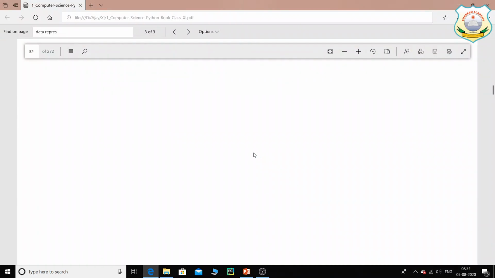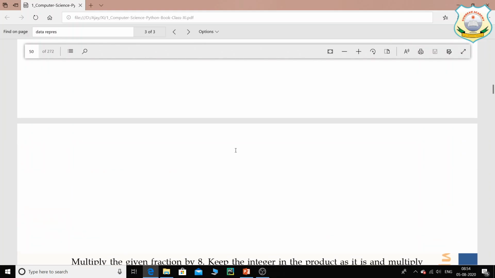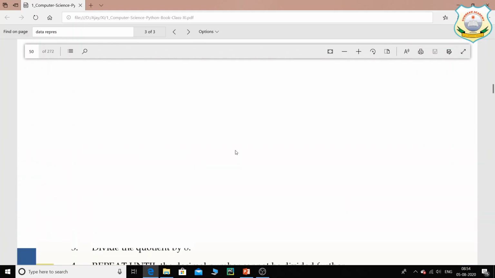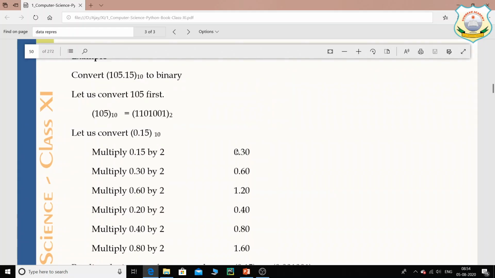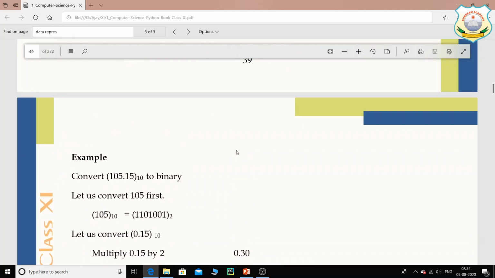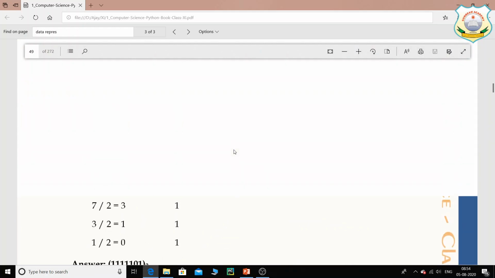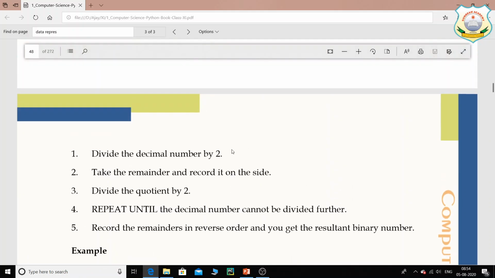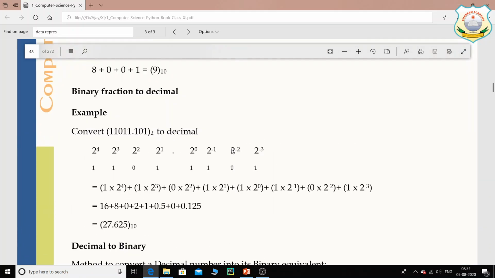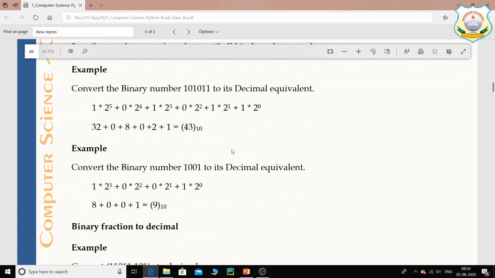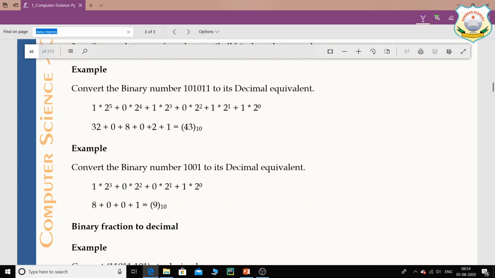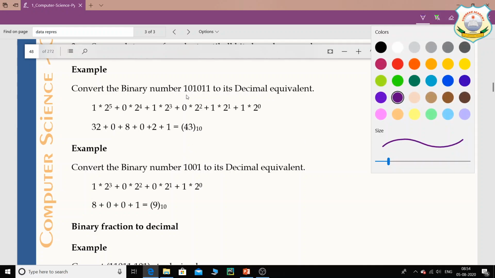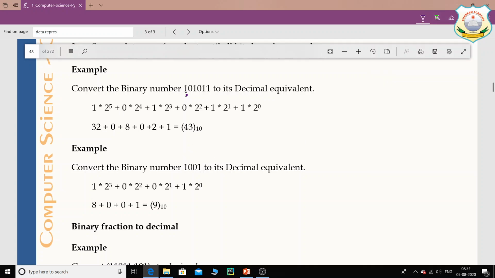Let us go through the book now. Okay, last time we had just seen, let me scroll up a bit. So let us start. We had binary into decimal. Now I hope this is getting very clear to you, children. This is a binary, right? Binary to decimal equivalent.